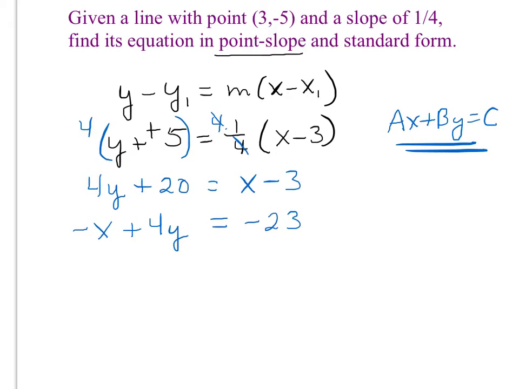And there's standard form. Again, frequently you'll see in books where the a, the coefficient of x, is positive. So a lot of times that would be rewritten as x minus 4y equals positive 23. So make sure when you're distributing that negative 1, you do both sides. The most common mistake is to leave that negative 23 there.